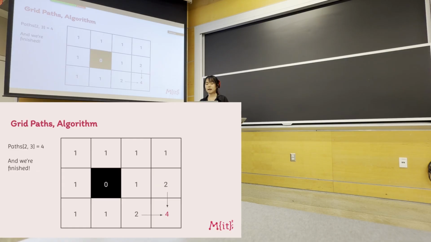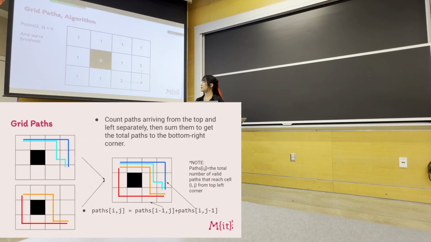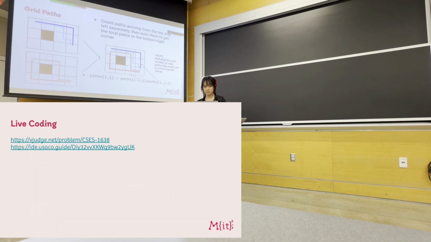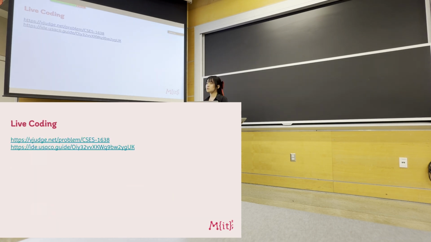And we notice that basically our algorithm is, oh yes, and we're done here. We've reached 4. And we note that basically our algorithm is paths ij is equal to paths i minus 1 j plus paths i j minus 1, as long as we can go from the left and above. So yeah, we just sum the paths arriving from the top and left separately. So we can do a live coding of this problem.